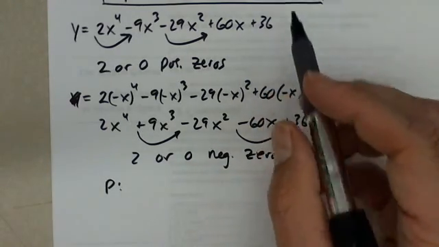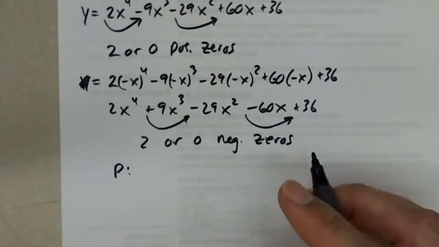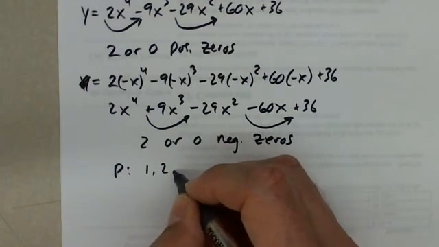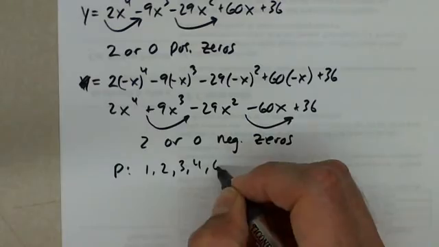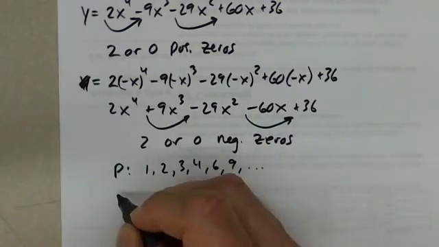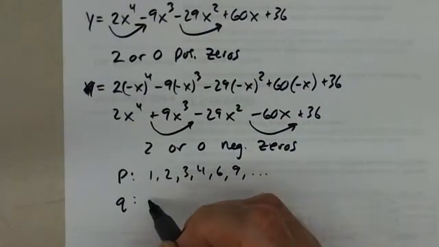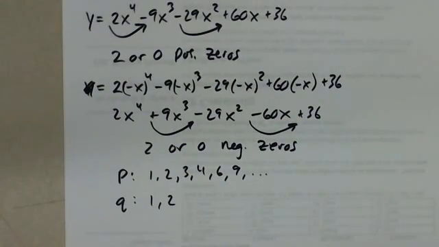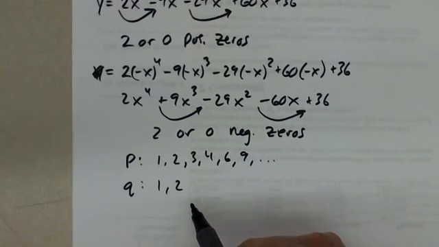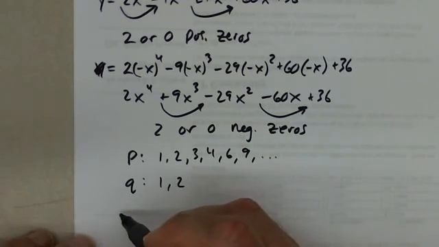P comes from 36. So we have 1, 2, 3, 4, 6, 9, etc. Q comes from 2. So we're going to have 1, 2. And then P over Q is all of these over 1, all of these over 2. And let's try some.